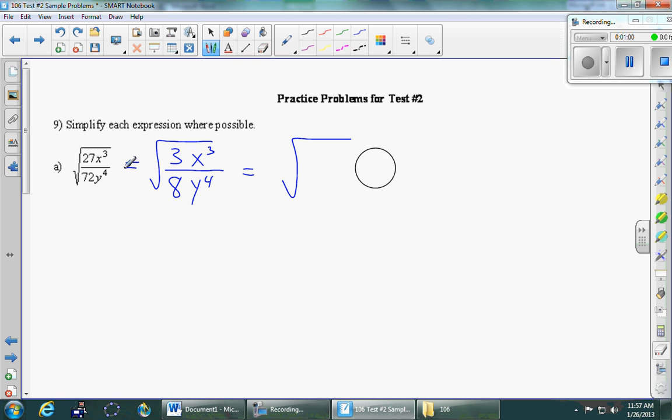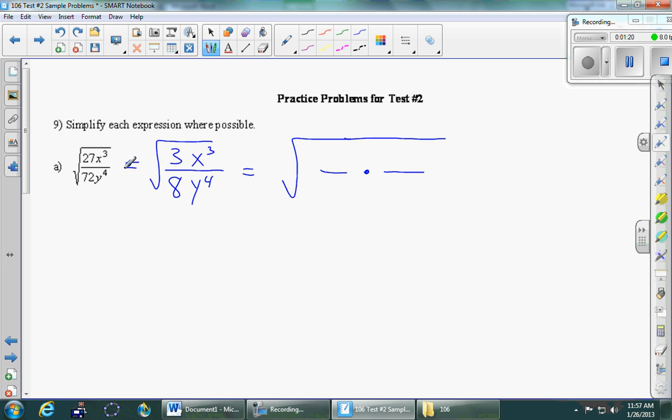Now what we're going to do is split this thing up into the radical that's good, and then the radical that's bad. So actually, maybe I'll leave it as one radical for right now. But what I want to do is split that 3x cubed over 8y to the fourth into two pieces, part of which is good, meaning it's a perfect square, and part of which is just left over. So I'm going to have two fractions when we're done.